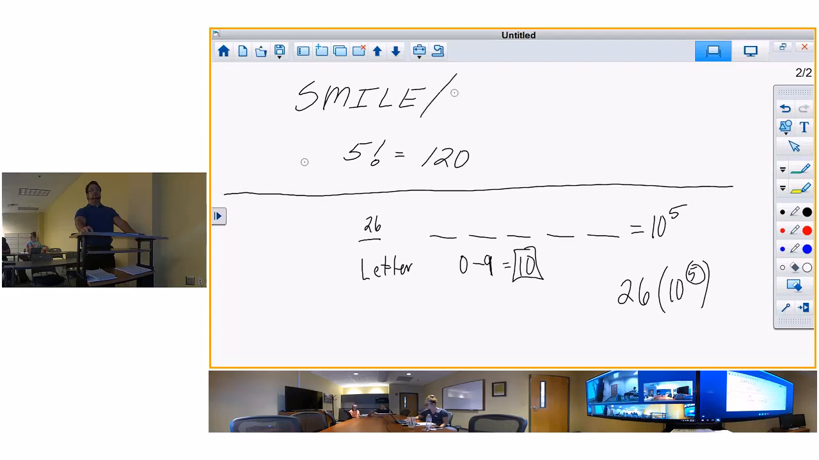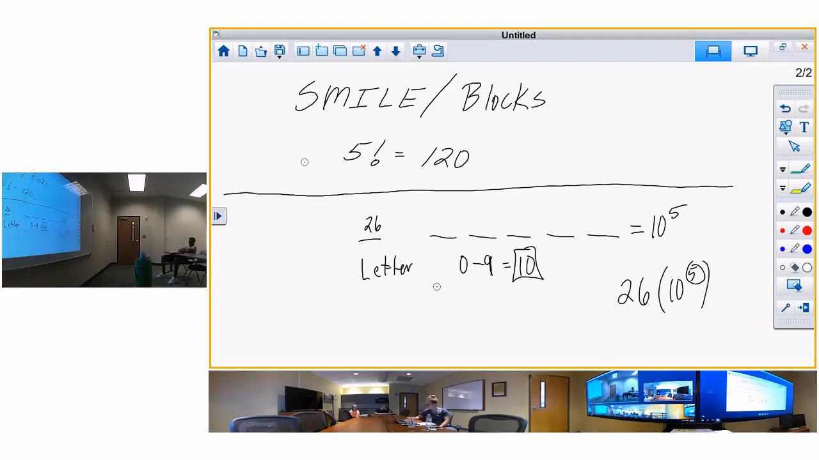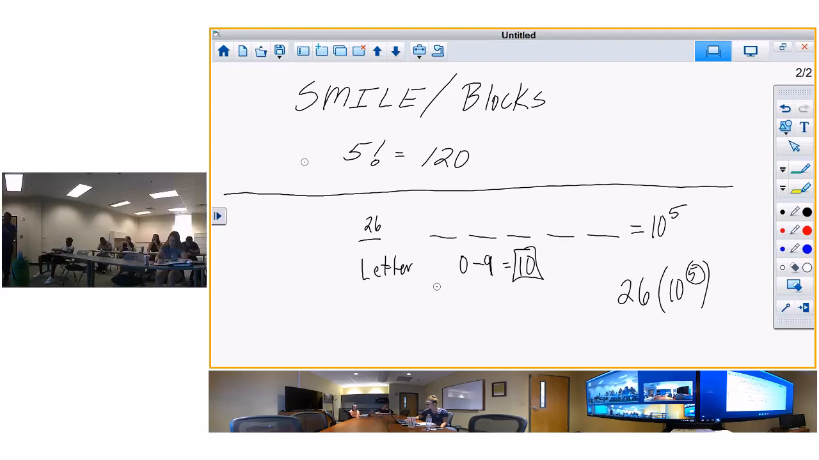I'm going to put blocks. There's one standardized test question that says, a baby has 7 blocks. How many different configurations of the blocks can the baby make? That'd be 7 factorial. Okay? So whenever you're talking about blocks or smile or words, or even, you know, you have a code at your home, and you can use 5 letters. Okay? That's the same type of problem. And we'll get into that Monday when I can get into the book, hopefully.